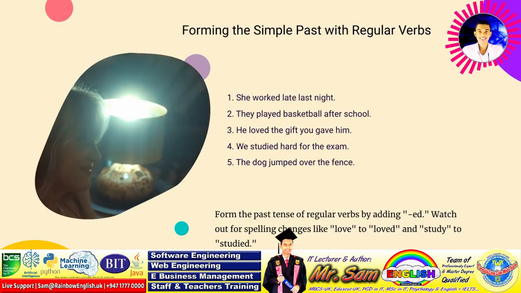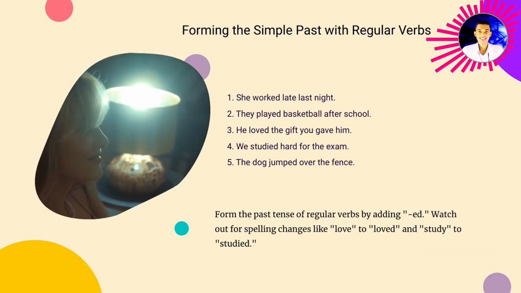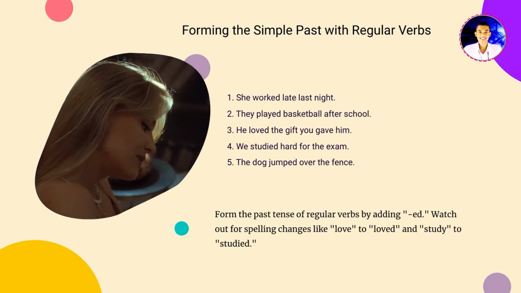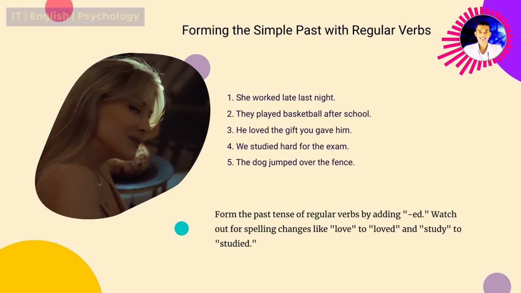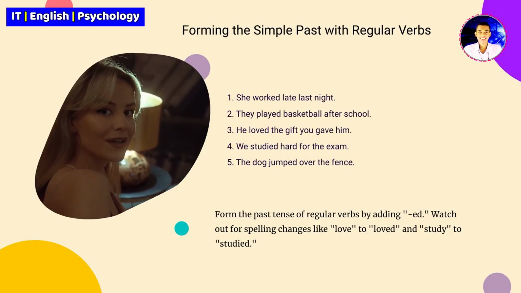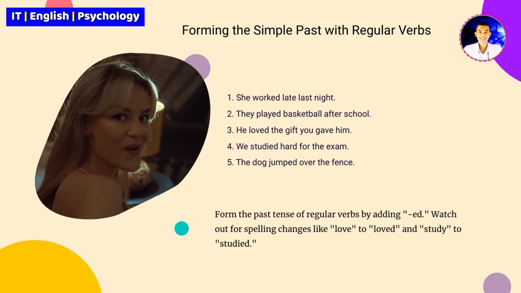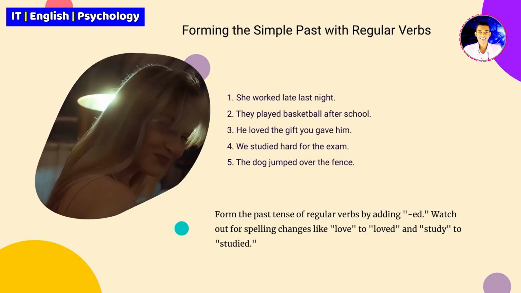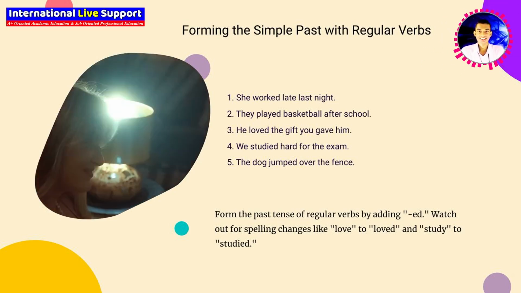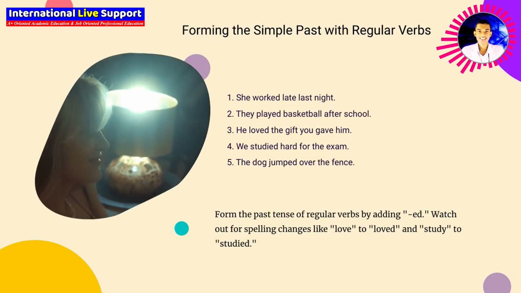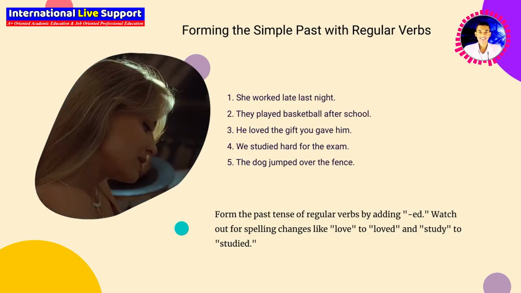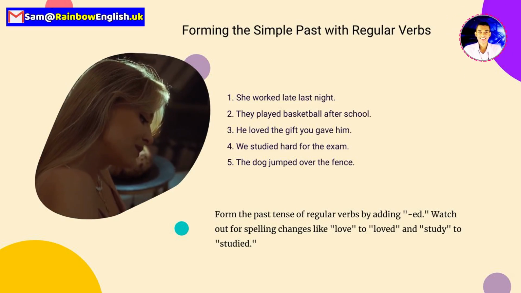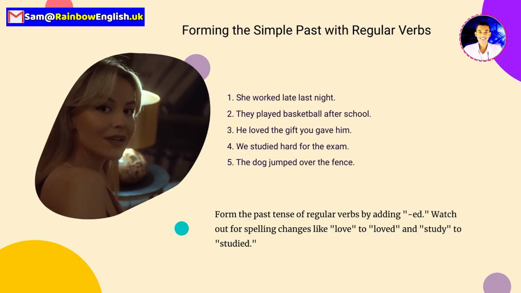Practicing these patterns will help you become comfortable with using regular verbs in the past tense. Let's look at some examples to see how this works in sentences. Sample sentences. She worked late last night. They played basketball after school. He loved the gift you gave him. We studied hard for the exam. The dog jumped over the fence.